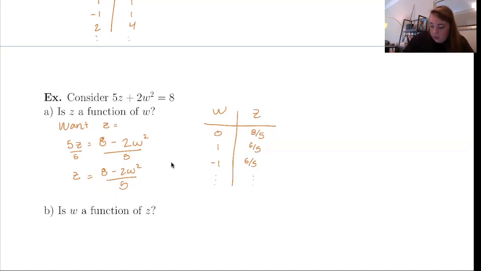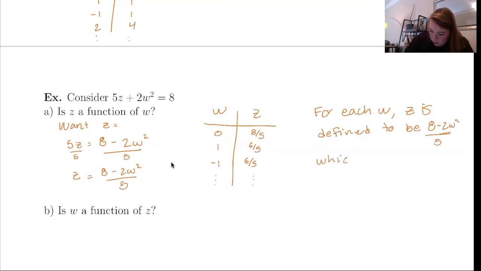All right, while I write this answer. So this is how we would answer this word problem. For each W, Z is defined to be 8 minus 2W squared over 5, which is one value. Thus, Z is a function of W.